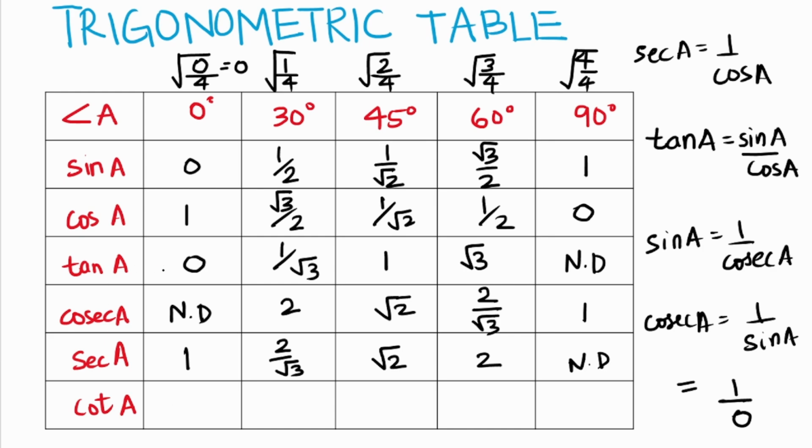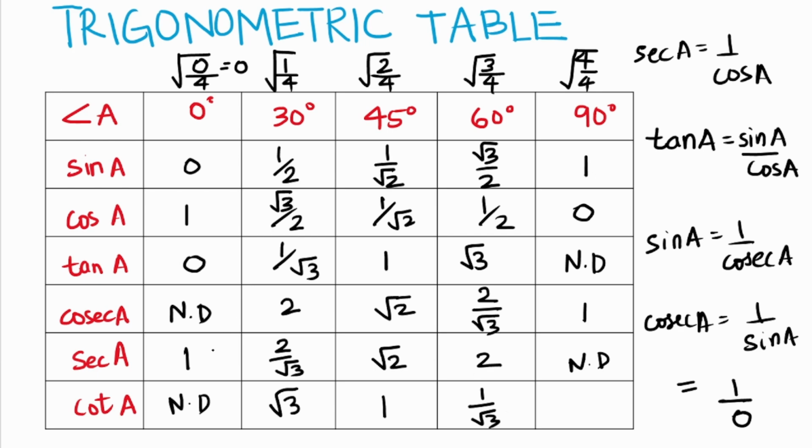What about cot? Cot is the reciprocal of tan, right? Tan 0 is 0. So cot 0 will be not defined. Then tan 30 is 1 by root 3. So cot 30 will be the reciprocal, that is root 3. Then cot 45 will be what? Tan 45 is 1. So the reciprocal of 1 is 1 itself. So the value of cot 45 is 1. Then cot 60. Tan 60 is root 3. So cot 60 will be the reciprocal, that is 1 by root 3.